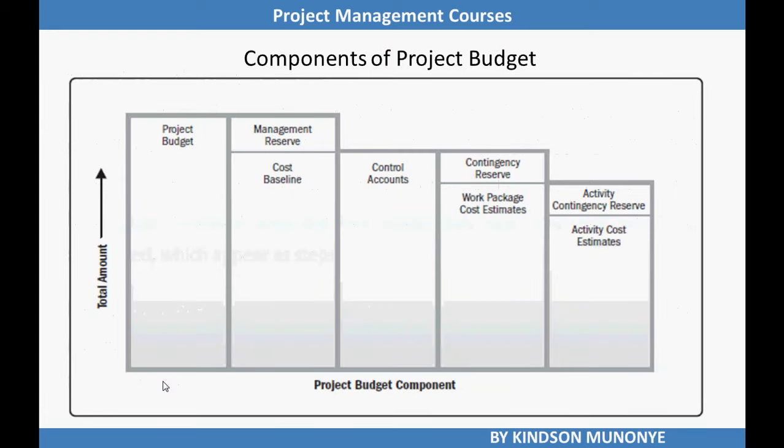I've added this diagram from the PMBOK 5th edition to explain the components of the project budget. Let's start with the first part. The first part is activity contingency reserve as well as activity cost estimate. In estimate costs, we estimated costs for the activities, and then these estimated costs are added to the contingency reserves.